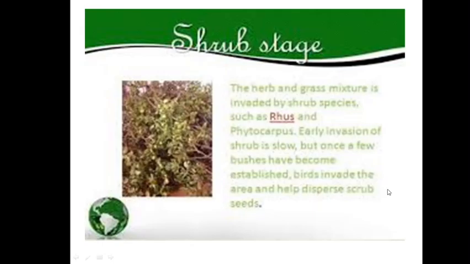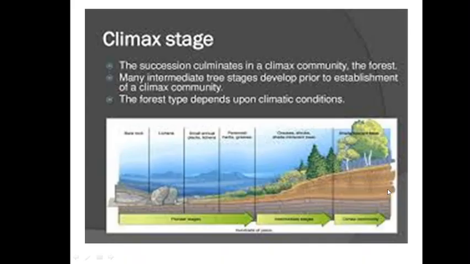Now, the last stage, which is called the climax stage. In this, the xerophytic conditions so produced favor the growth of only large trees such as oak, and form the forest. Due to the height of trees, shrubs begin to disappear.